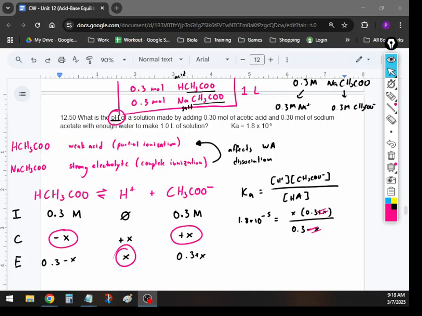So this is one of the tricks of using the 5% rule, to figure out what is the best thing to get rid of for yourself. All right, so from there, if you get rid of those x's, you see how there's 0.3 on the top and bottom? Makes it really easy. They cancel out, and then you end up with x equal to 1.8 times 10 to the negative 5. Then you can plug this back into your ice table and solve for pH. I'll give you a minute to solve for pH and finish up the problem.